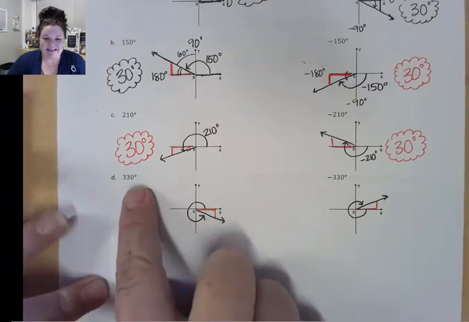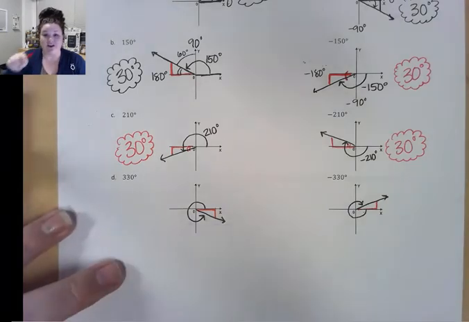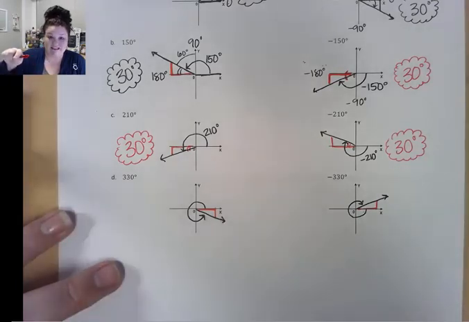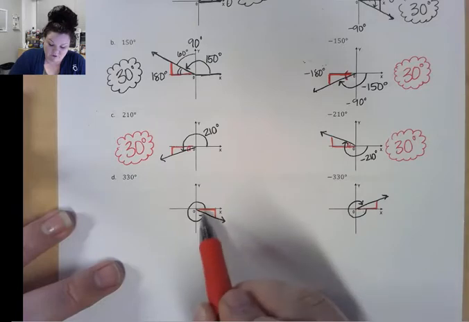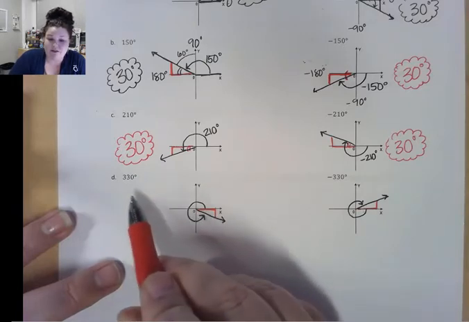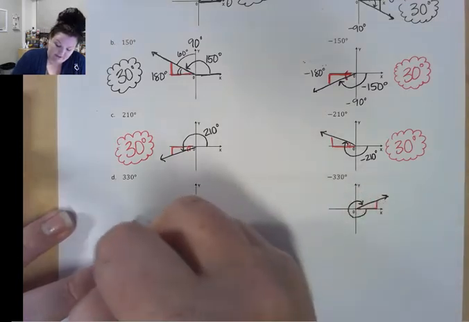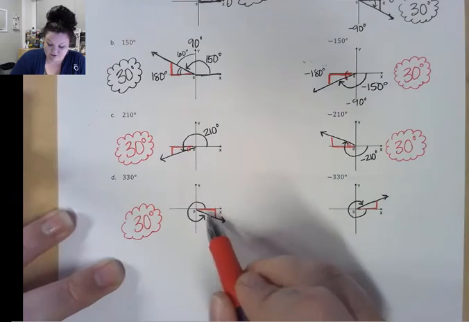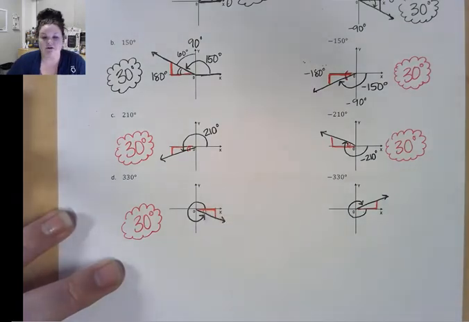Okay, and then on D, same thing, 330, that's almost one full revolution, right? Or one full rotation. So 330 degrees is going all the way around and stopping just a little bit shy, right? Because one full revolution is 360. So if we stop at 330, we're actually stopping 30 degrees shy of that full revolution, which tells me that this is a 30-degree reference angle.